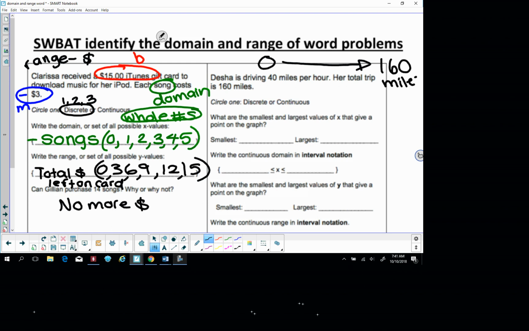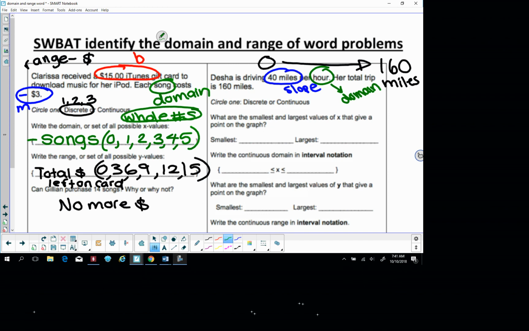And so it's miles per hour. What would your domain be? So 40 miles, that would be my slope, right? That would be my slope, per what? Hour. So hour would actually be your domain.